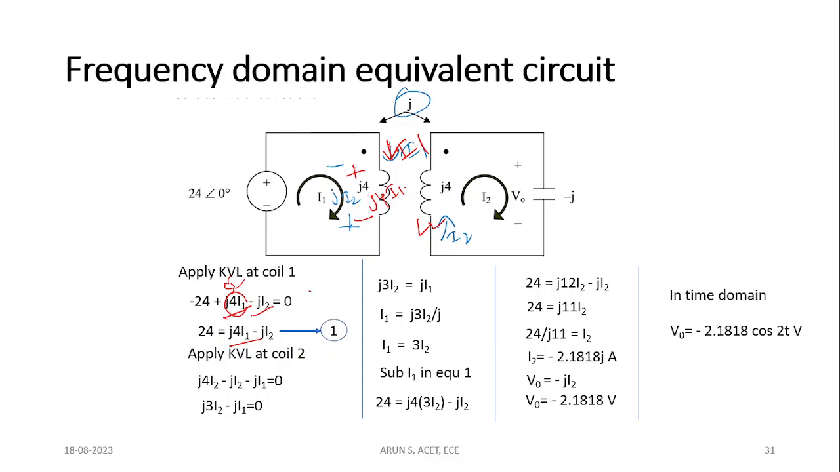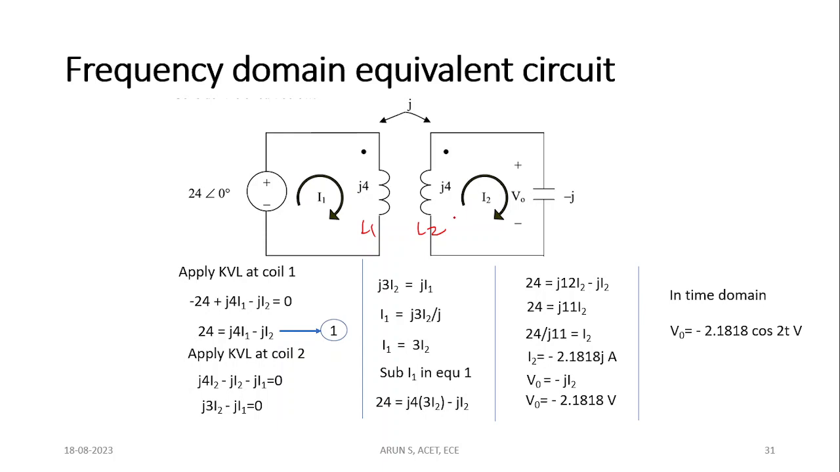Then apply KVL at coil 2. Let us take this as L1 and this as L2, just for the namesake. Next I will be applying KVL.